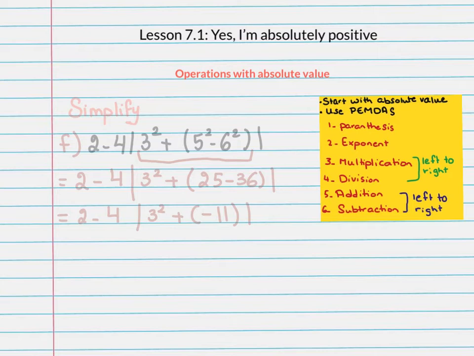Now we can do the power, or the exponent, 3 to the power of 2, which is 9. The 2 and the -4 remain as is, absolute value of 9 minus 11. We continue with our absolute value. We have to have one value to be able to remove the absolute value signs. 9 minus 11 is a -2.